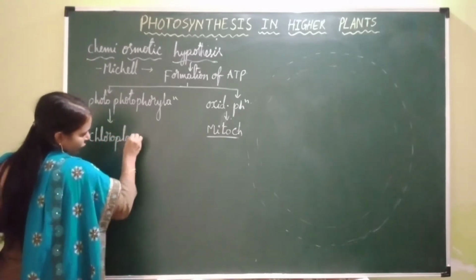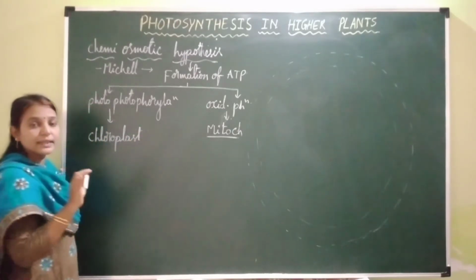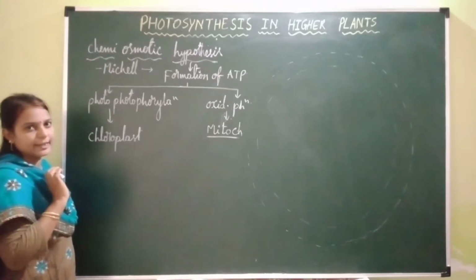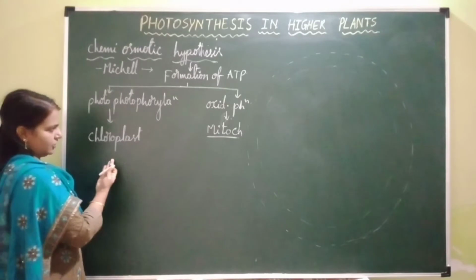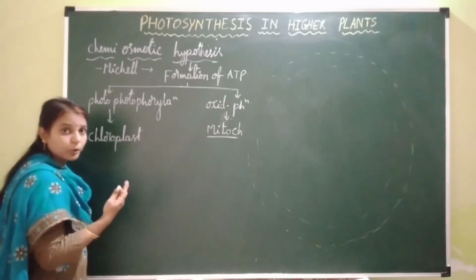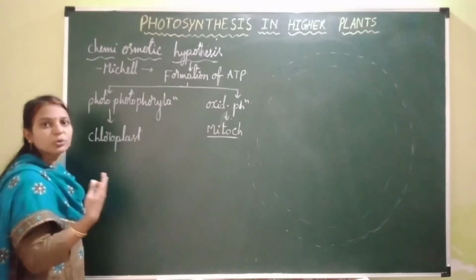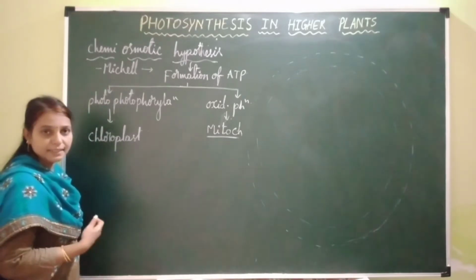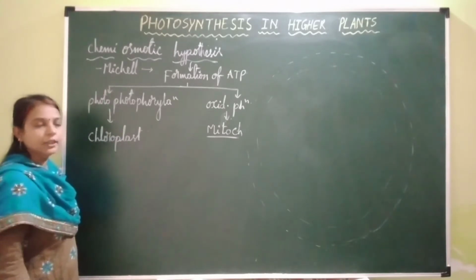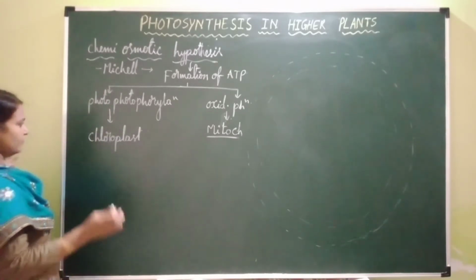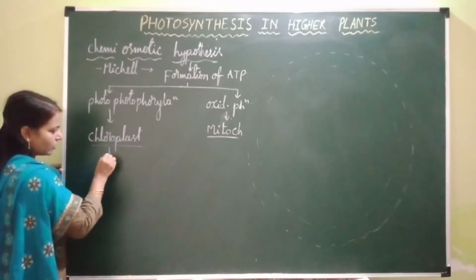So formation of ATP inside the chloroplast and even inside the mitochondrion is linked with the development of a proton gradient. Now let's see where this proton gradient is developed in chloroplast and in mitochondrion, and how it is developed. What are the factors for the development of the proton gradient? Let's see what happens inside the chloroplast during electron transport.